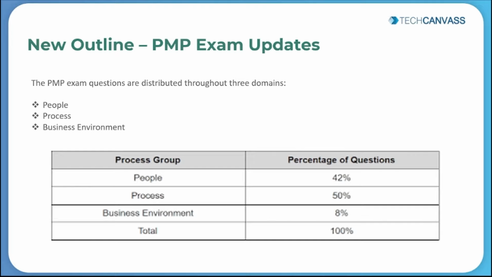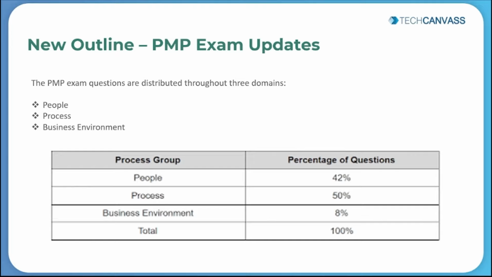As you can see, the new outline in the PMP exam has 3 domains: people, process, and business environment. People has a percentage of 42% in terms of questions, whereas process has the maximum percentage, which is 50%, and business environment has 8% of the overall questions that come into the PMP exam.